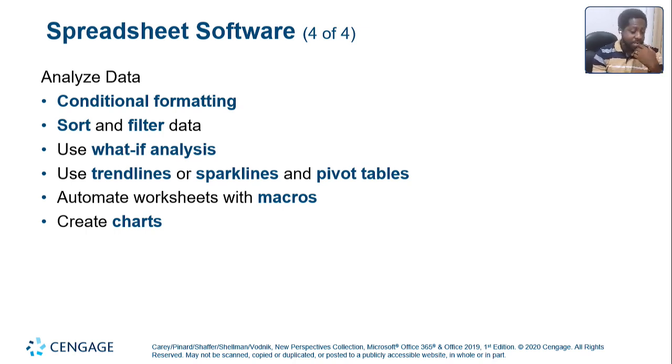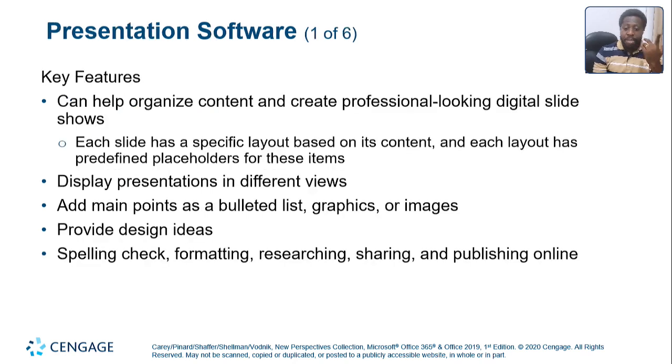But that is all we can say about spreadsheet software. We can now also talk about presentation software. There are several types of them, and Microsoft Office PowerPoint is just one typical example. It can help you organize your content and create professional looking digital slideshows. It helps you display presentations in different views that we will also experience. You can add main points as bullet lists, graphics, or images. You can get design ideas, and of course they possess spell checking, formatting, researching, sharing, and publishing online tools and features.